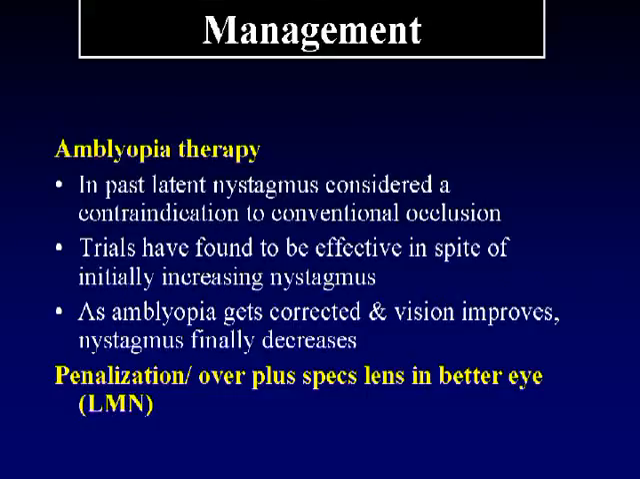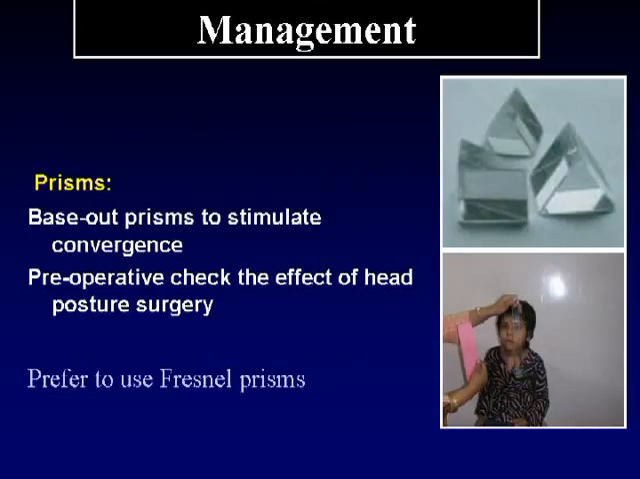In the past, latent nystagmus was considered a contraindication to conventional occlusion. However, now we feel that although there may be an increase in the initial nystagmus, with the improvement of visual acuity with the occlusion therapy or amblyopia therapy, there would be an improvement in the latent component of the nystagmus. Prisms can be used to stimulate convergence by base out prisms, or else you can even give pre-operative prisms to check the effect of the head posture surgery that you would be doing.